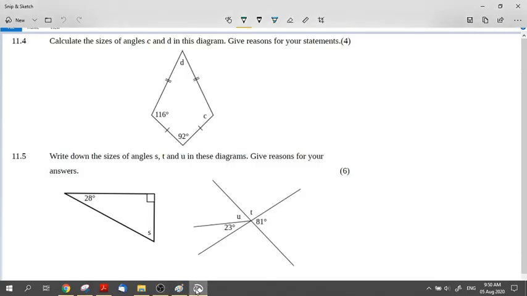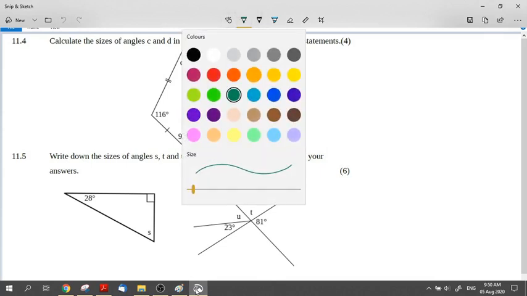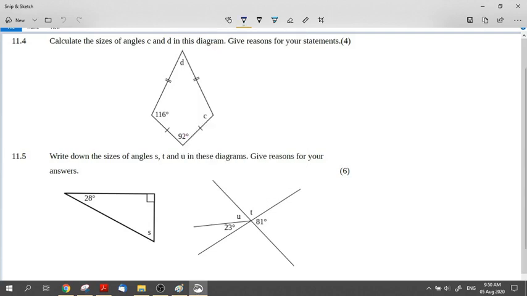Okay, let's look at question 11 from the June 2019 question paper. It says to you, calculate the size of angles C and D in this diagram. Give reasons for your statements. Look here, 4 marks. There's going to be 1 mark for C, 1 mark for D, and then 1 mark for the rule for finding C and 1 mark for the rule for finding D.